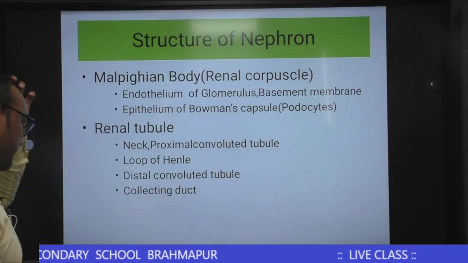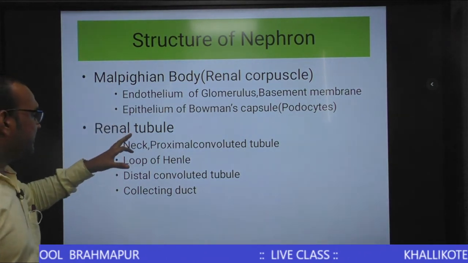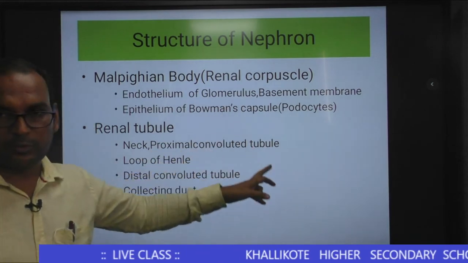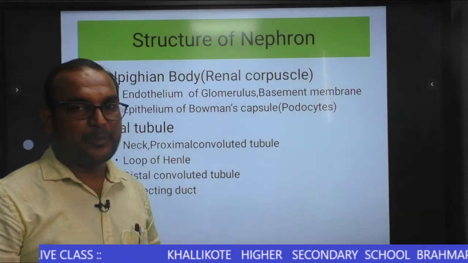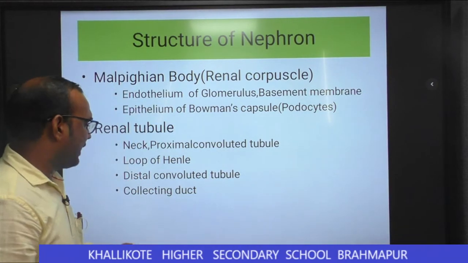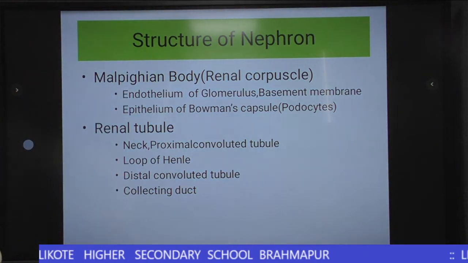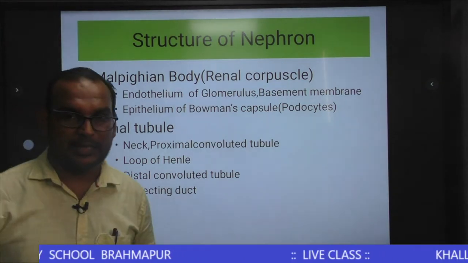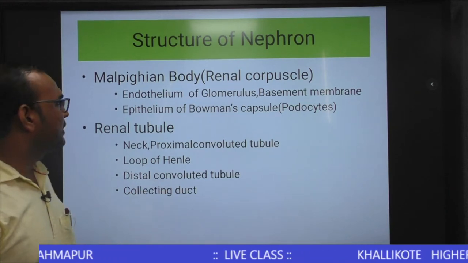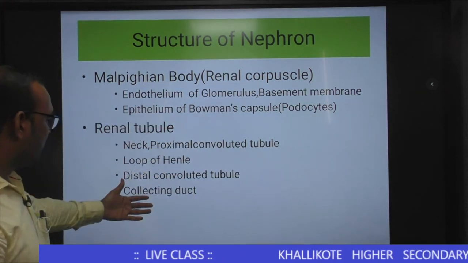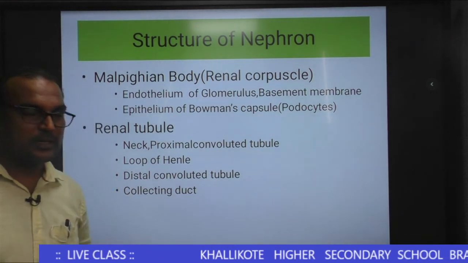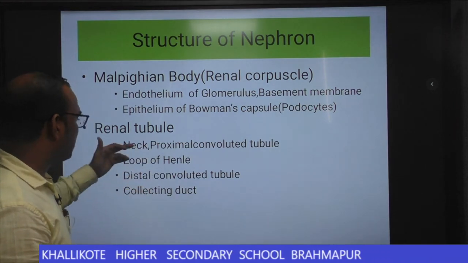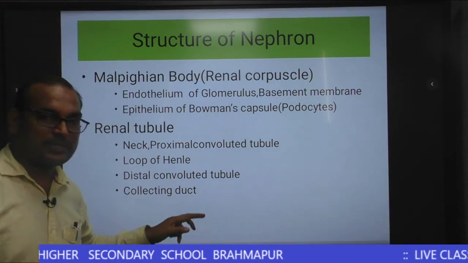I will show you. Okay. And the renal tubule has the neck, the proximal convoluted tubule, which is in short called PCT, the loop of Henle, then the distal convoluted tubule, which is also called DCT, and the collecting duct. So these are the parts. I forgot to mention that the collecting duct is also one of the parts of the nephron, but we generally do not consider it. These three are part of the nephron, right?